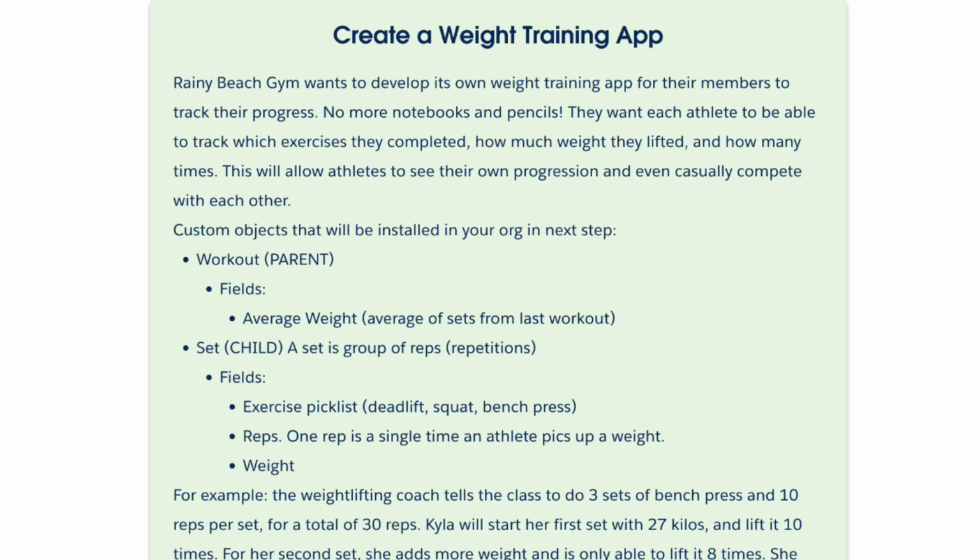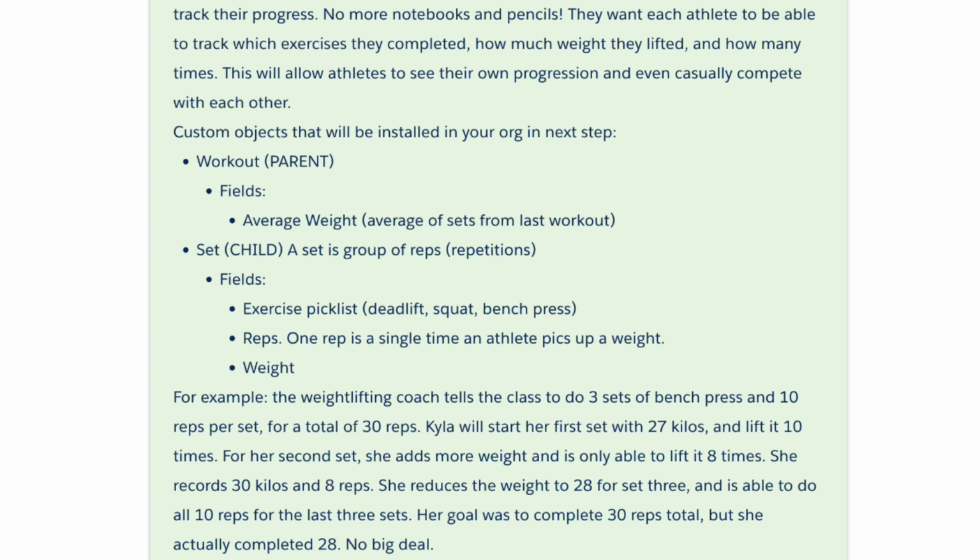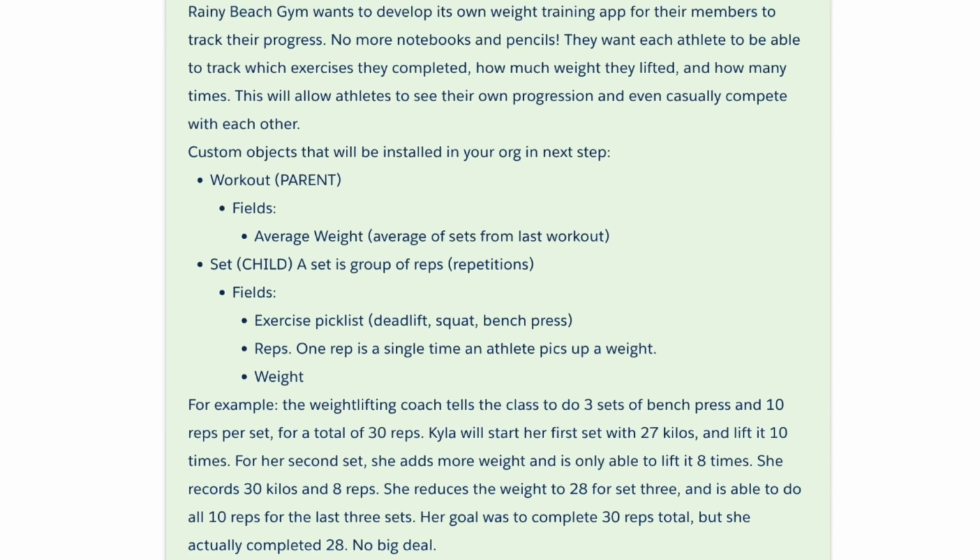And weight. For example, the weightlifting coach tells the class to do 3 sets of bench press and 10 reps per set for a total of 30 reps. Kyla will start her first set with 27 kilos and lift it 10 times. For her second set, she adds more weight and is only able to lift it 8 times. She records 30 kilos and 8 reps. She reduces the weight to 28 for set 3 and is able to do all 10 reps for the last 3 sets. Her goal was to complete 30 reps total, but she actually completed 28. No big deal.